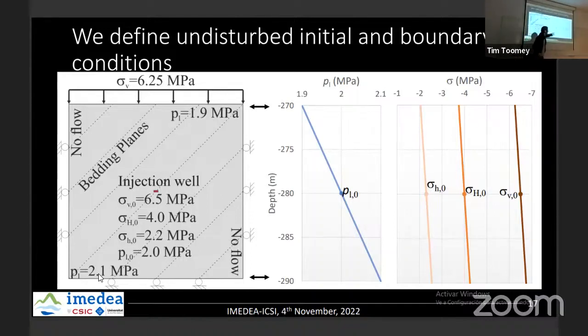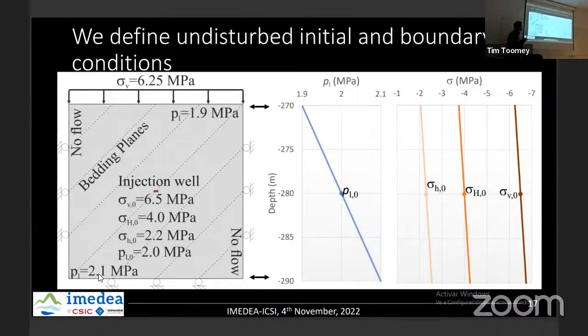We had to impose the initial conditions that are here, both for the hydraulic part and for the stresses, the mechanical part. In particular, we imposed a linear gradient for all the four quantities: the liquid pressure, the vertical stress, and the two horizontal stresses.